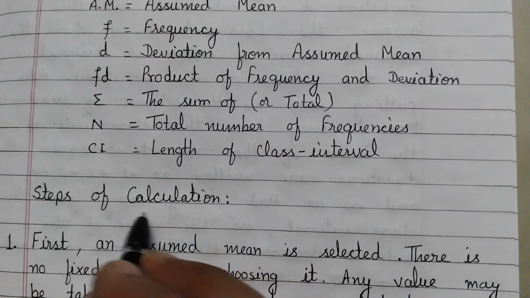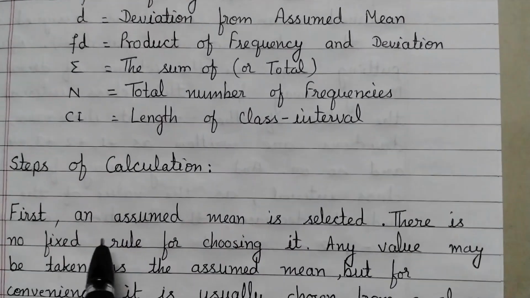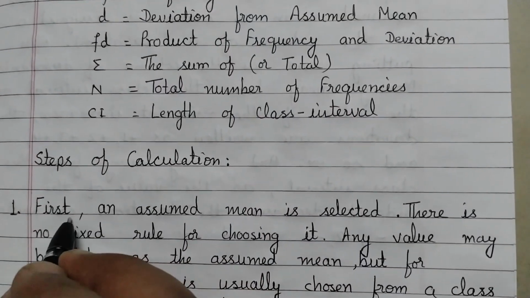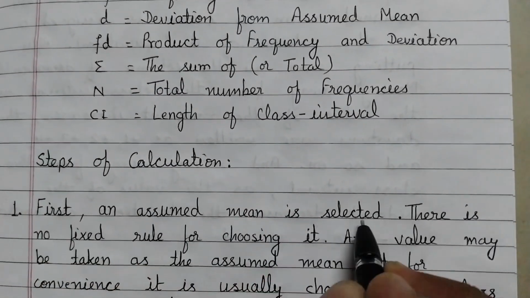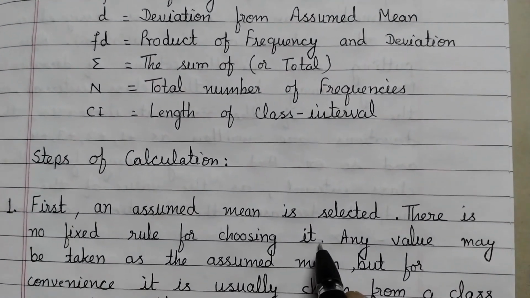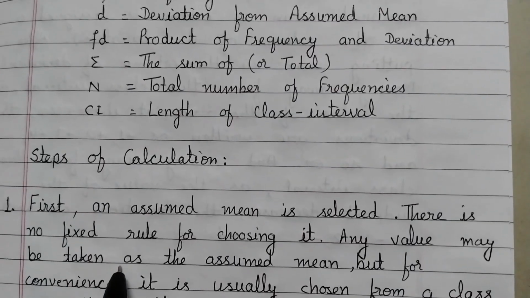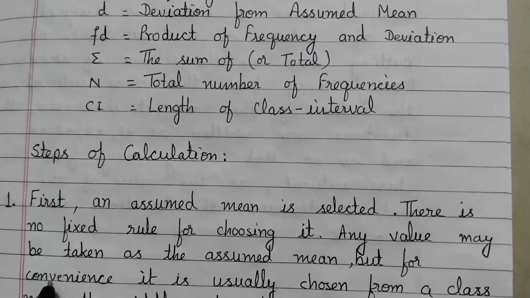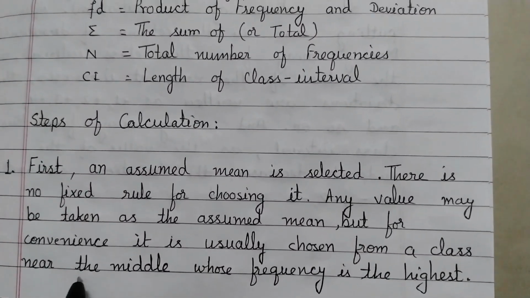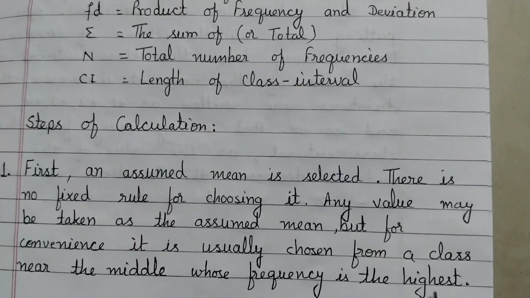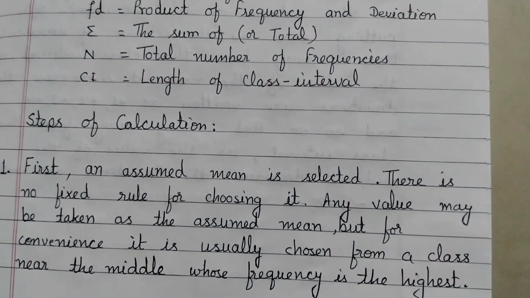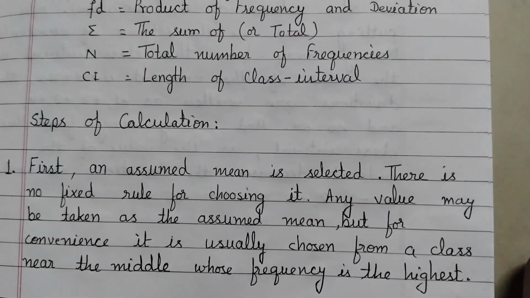In earlier part I have covered the mathematical portion. Now in this part I am covering the theory. So steps of calculation, first step is, first an assumed mean is selected. There is no fixed rule for choosing it. Any value may be taken as the assumed mean, but for convenience it is usually chosen from a class interval near the middle whose frequency is the highest. So this is kept in mind, where the highest frequency is lying, that class interval is selected as assumed mean class interval.